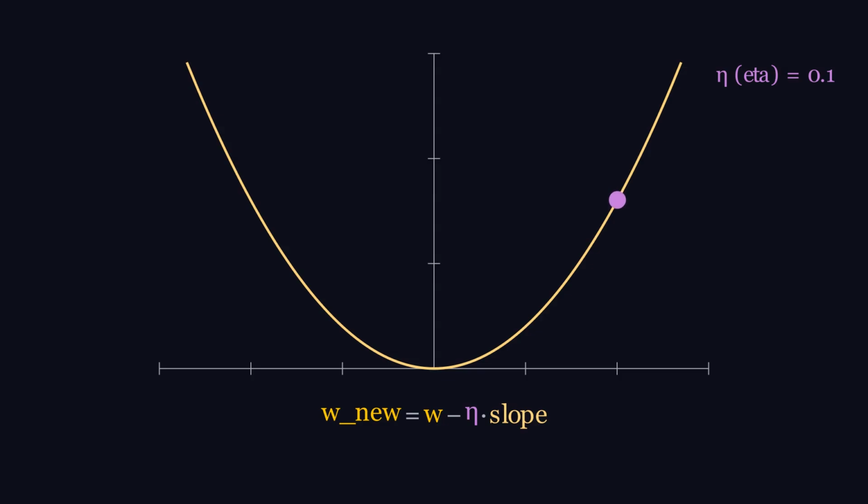The weight matrix W new equals 5 minus 0.1 times 10, that's 4. One small step down. Next step, the weight matrix W equals 4, slope equals 8, eta times slope equals 0.8. The weight matrix W new is 3.2, and so on smoothly toward 0. This rule, subtract eta times the slope, applied once per parameter per step, is vanilla Stochastic Gradient Descent, SGD. The slope we've been computing is the gradient, that's the g in SGD.